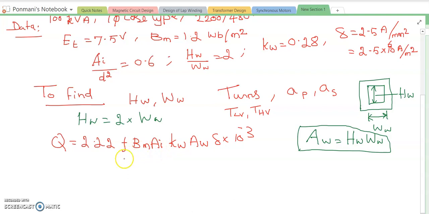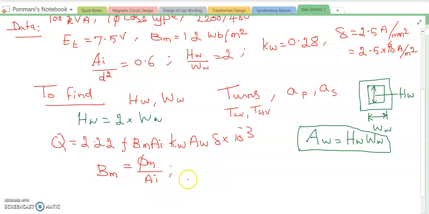So to calculate AA, what is the relationship? Maximum flux density Bm is equal to flux phi m per area AA. So this is the equation we know. So from this we can calculate AA. So we can calculate phi m. Phi m is not known directly. So phi m we are calculating from the EMF equation.